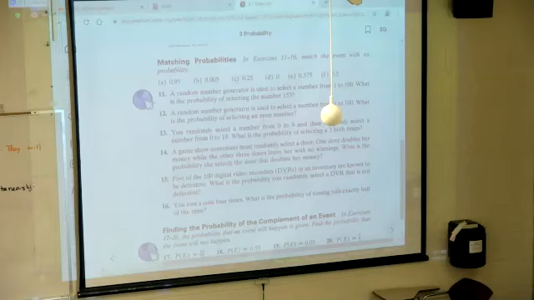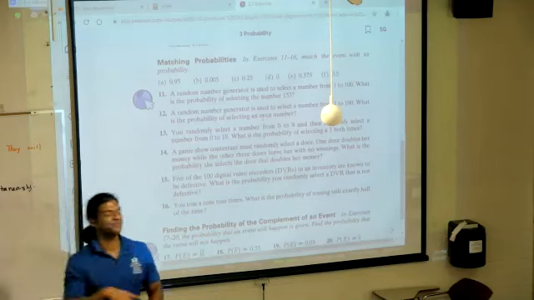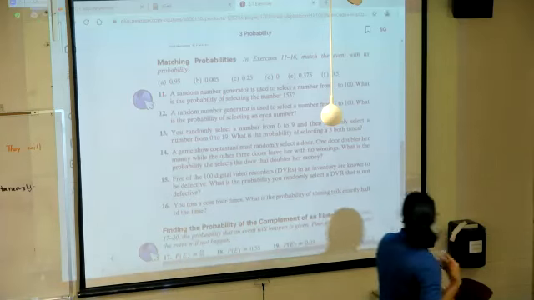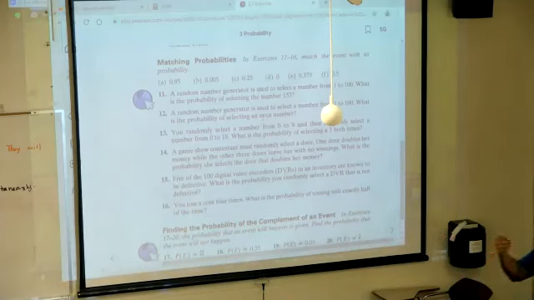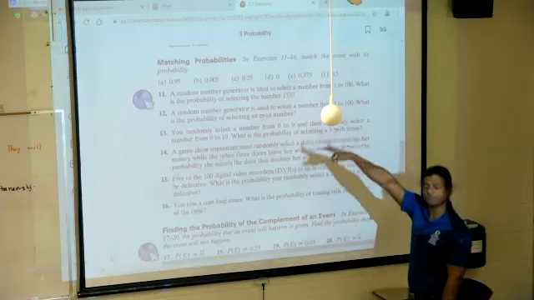So the first number can be selected in 10 possible ways. The second number can be selected in 20 possible ways. In total, you have 200 possible ways. And what is the probability of selecting 3 both times? It can only happen once, so 1 out of 200.